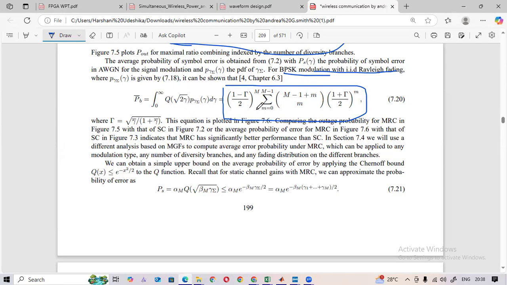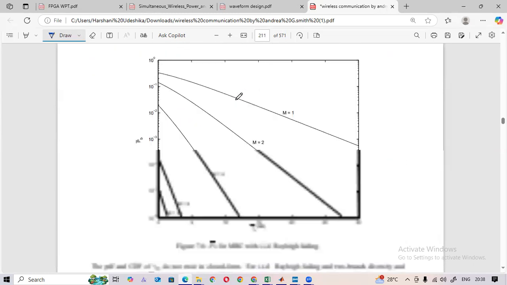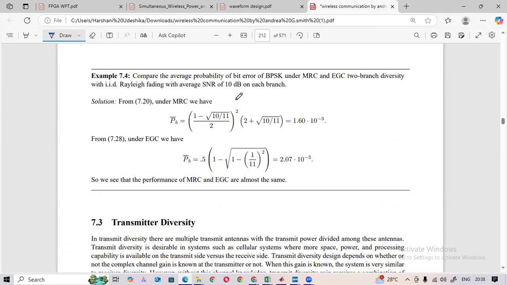So you need to substitute some value here. Maybe we have done this one. No, we have done this one. This is the MRC and EGC comparison. So this kind of question you should be able to do. These are very easy. What you need to do is just substitute the value here.